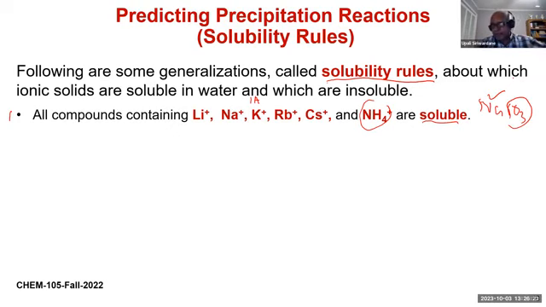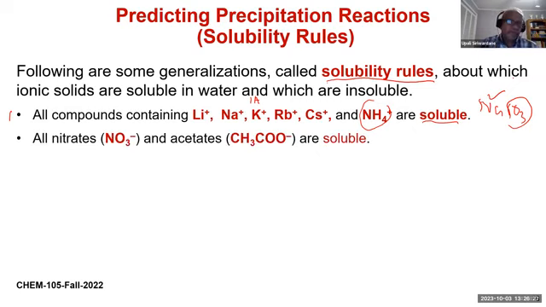Therefore, sodium chloride is soluble. Anything with sodium is soluble. That's one of the solubility rules. Also, anions: nitrate. If anions are one of these two, for example, anything with nitrate anion or acetate ion is soluble.